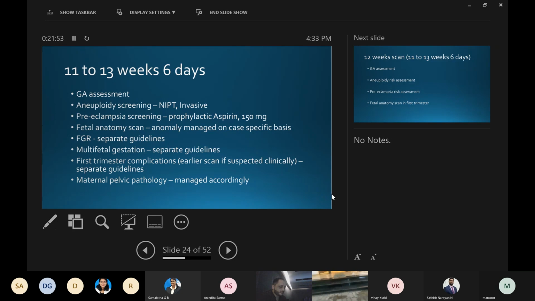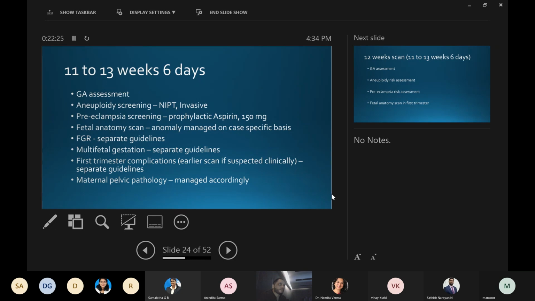And then if you're worried about the insurance, if we explain to the insurance that the patient has a risk, the patient has complications, then they will give approval for more than one scan in each trimester. Normally only one scan is approved in each trimester, but if there are complications, they are giving approval for the anomaly scan as well as the dating scan together in first trimester itself. And then of course we look for the maternal pelvic pathology.